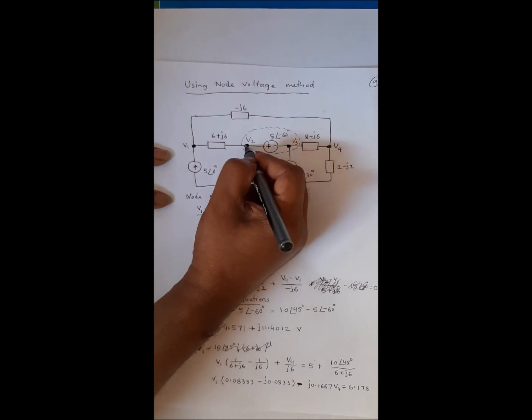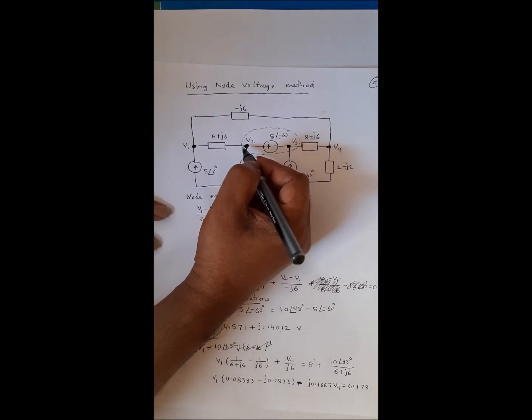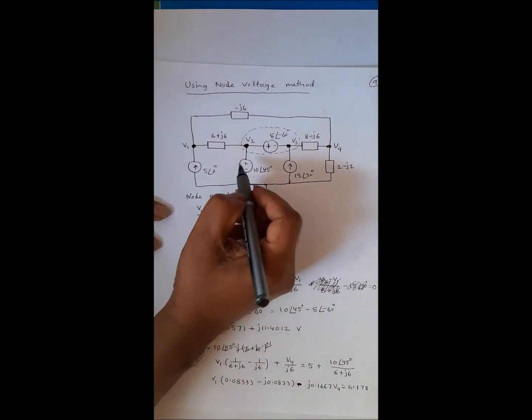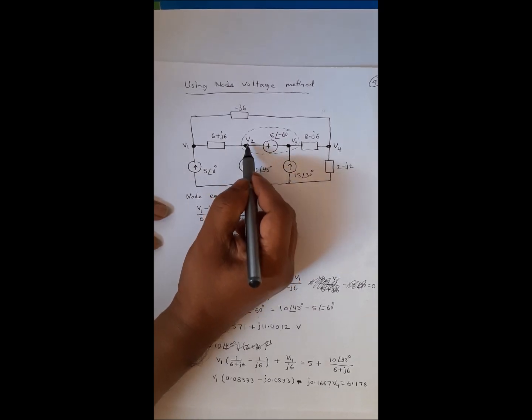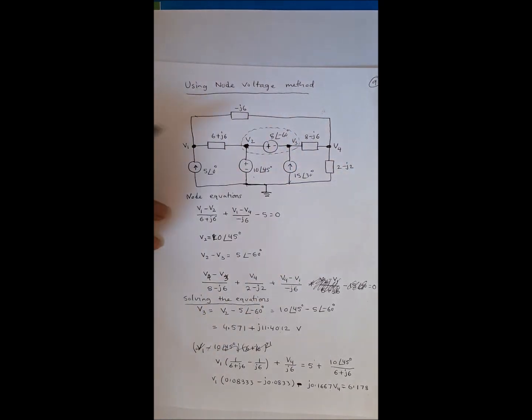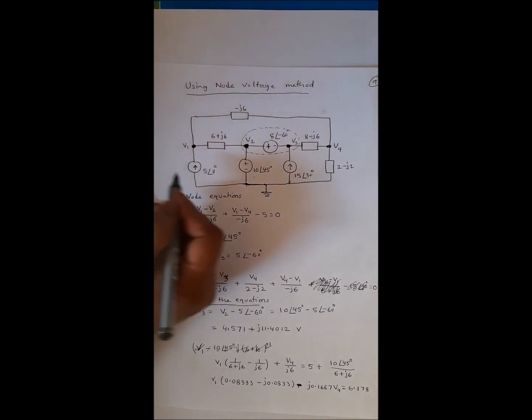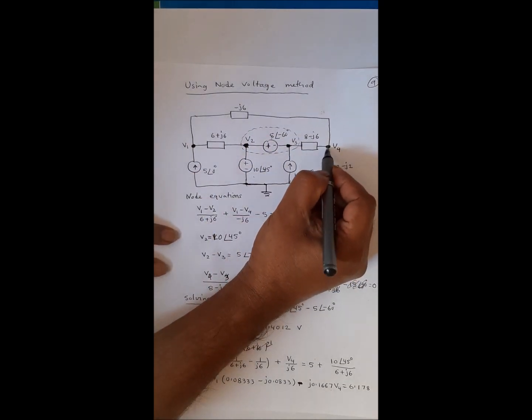So V2 and V3 we can already find without solving any node voltage equations, because V2 is a known voltage here, and V3 is also a known voltage from V2. So V2 and V3 we don't need to solve. We only need to solve for the unknowns V1 and V4. So two node equations are enough to solve this circuit: one node equation for V1 and another node equation for V4.